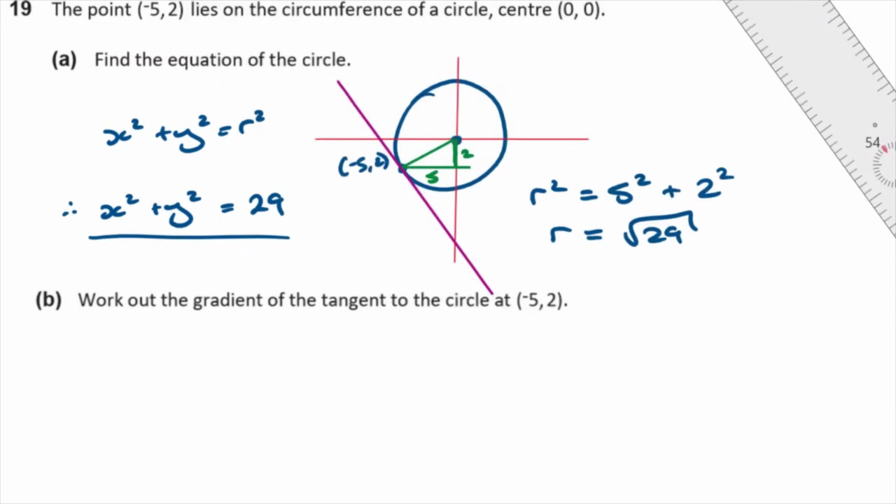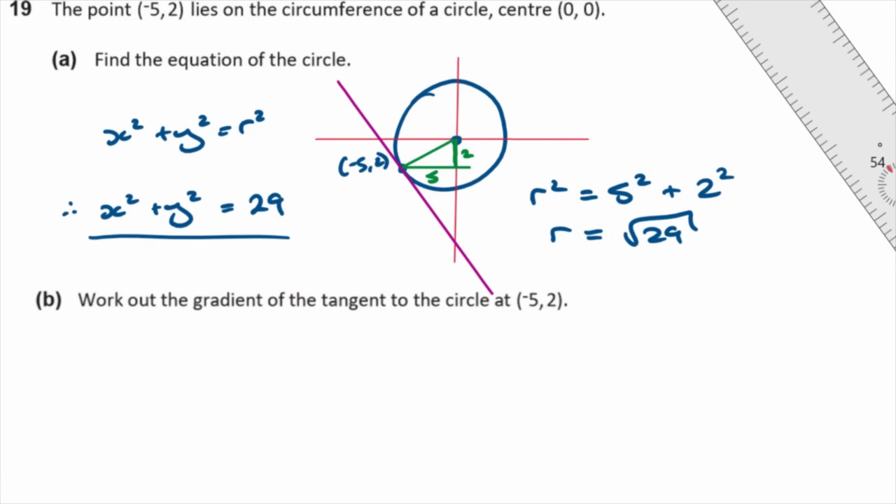Okay, now drawing a sketch of your... there's no drawings here, but quickly drawing a sketch is useful because it tells me information. It tells me that the gradient I'm looking for is negative because it's sloping down, and it's also going to be quite a large number, isn't it? It's going to be like -3, 4, something like that. So it tells me information which I can use to check my answer to see if it's sensible.